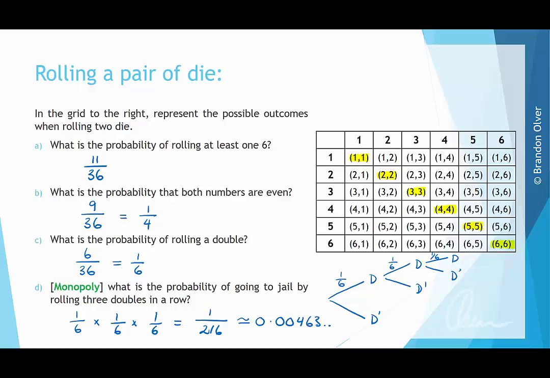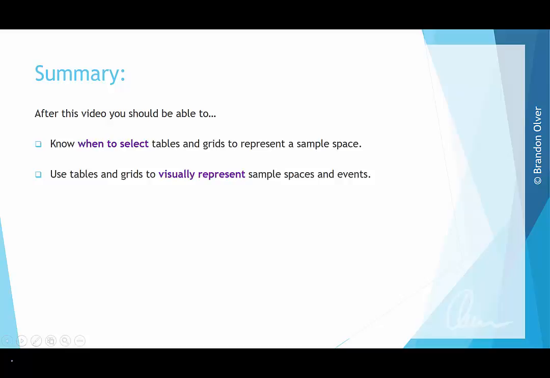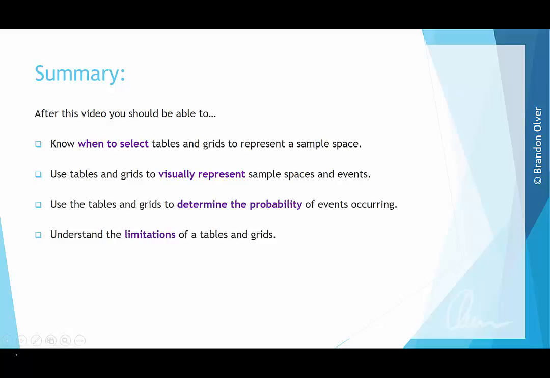but it is possible. So after this video, you should be able to know when to select tables and grids to represent a sample space. You should be able to use tables and grids to visually represent sample spaces and events in them. You should be able to use tables and grids to determine the probability of an event occurring. And finally, you should understand the limitations of tables and grids and alternatives that can be used to overcome these.